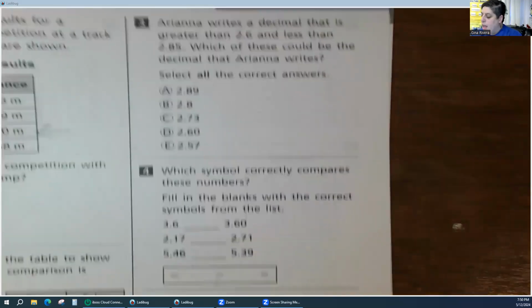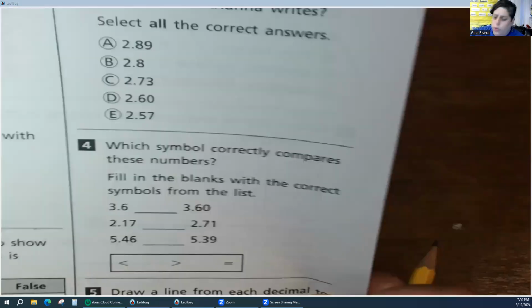Good job, okay? Janaya, don't give up on your long jump dreams, okay?